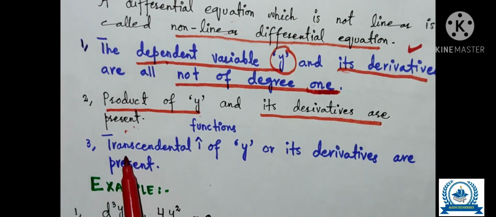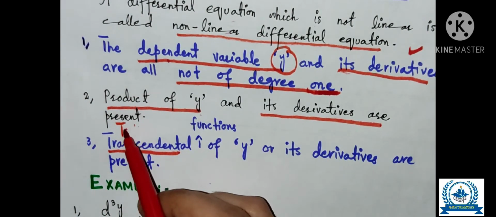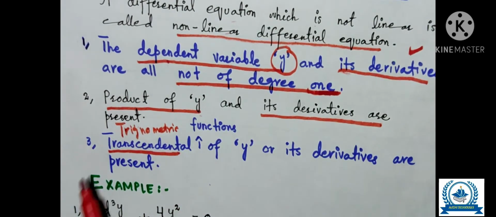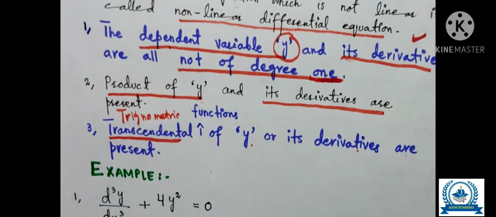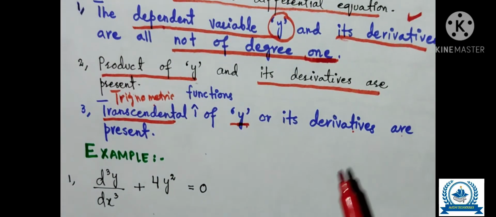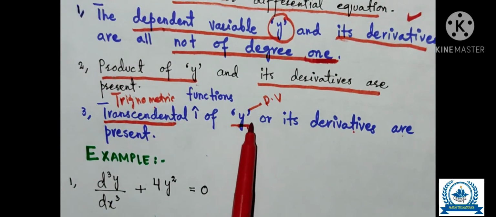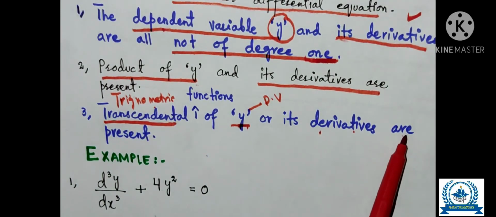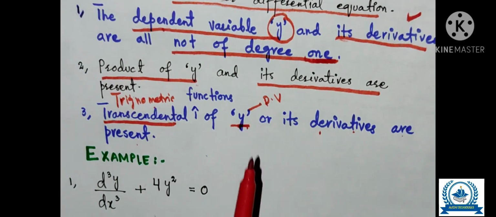The third says transcendental functions. It means these are trigonometric functions. Trigonometric functions of y or its derivative are present. Means trigonometric functions of y, where y here is the dependent variable. If we find any trigonometric function of y or its derivative present in the equation, then we could say that this equation is non-linear.